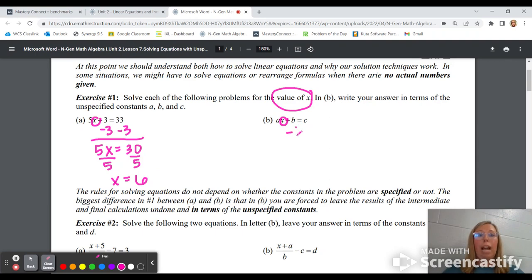The first thing I'm going to do is subtract B to get AX by itself. Of course, we can't actually subtract B and C, so just write C minus B. And then I'm still trying to get x all by itself, so I need to get rid of A. A being attached to x means multiplication, so we're going to divide by A. So our final result solved for x is that x is equal to C minus B all divided by A.